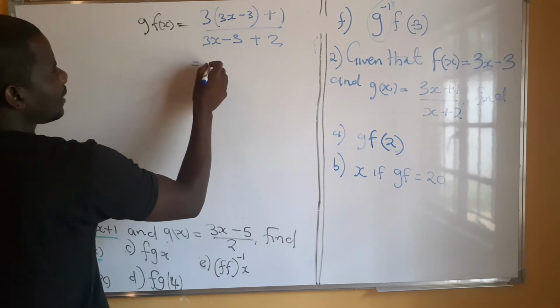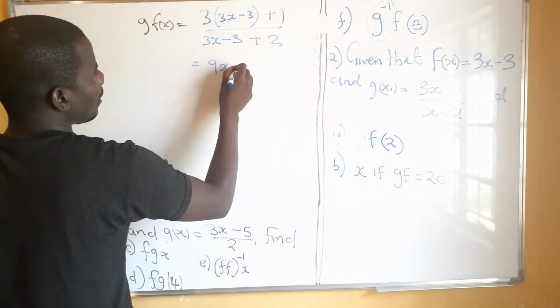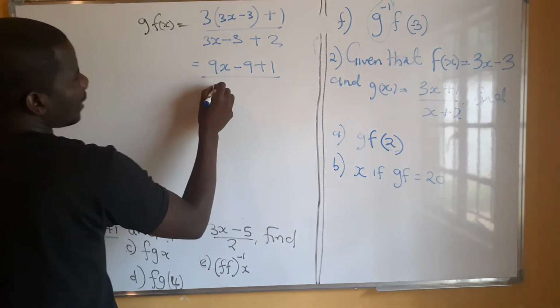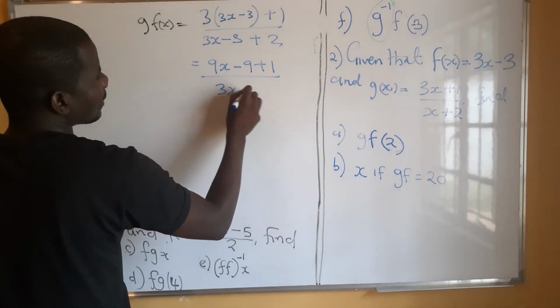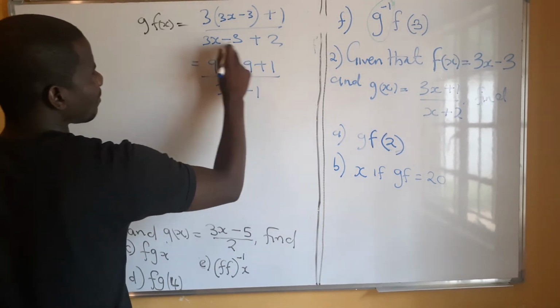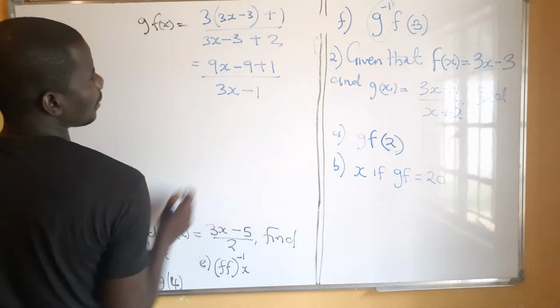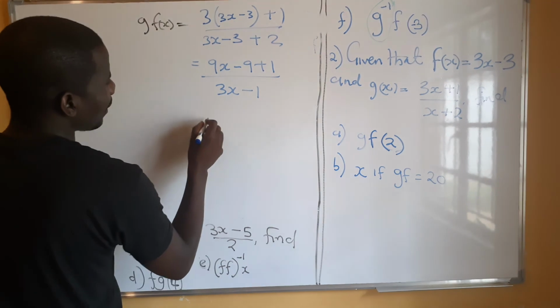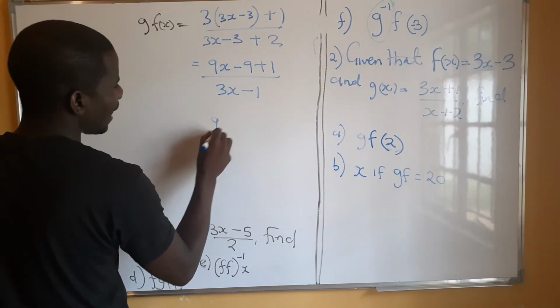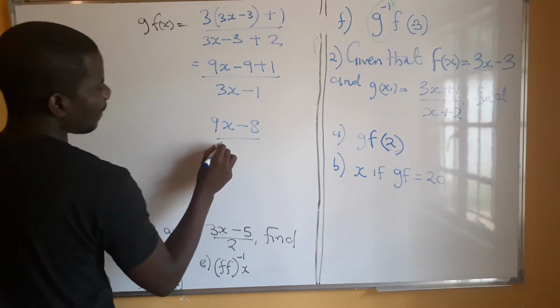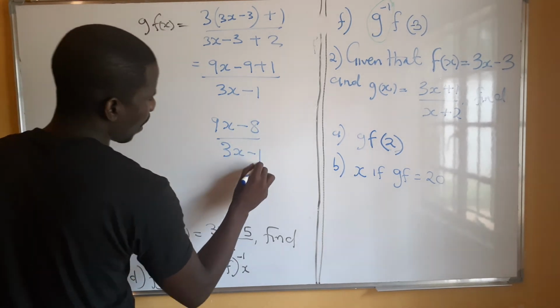So we simplify, this is going to be 9x minus 9 plus 1. Then this is going to be 3x minus 1. You simplify this, minus, this is 3. So this gives us minus 1. Then we go on, what do we get there on top? We're going to have 9x minus 8 over 3x minus 1.